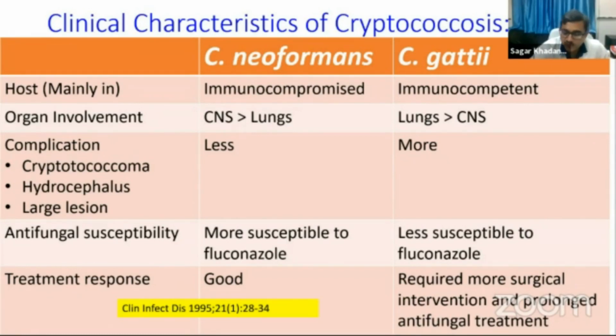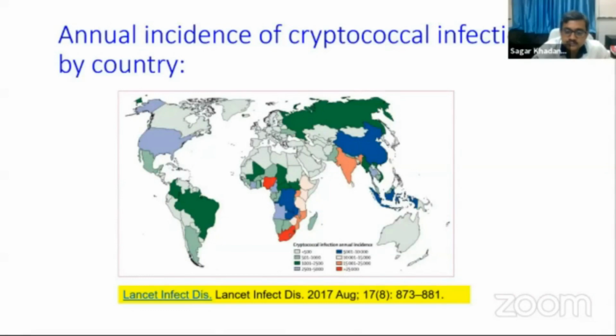The complications may include a cryptococcoma, hydrocephalus, or a large space-occupying lesion in the brain. Antifungal susceptibility: it is relatively easy to treat Cryptococcus neoformans, but very difficult to treat Cryptococcus gattii. They are not susceptible. If you look at the world incidence, again, India is one of the highly endemic cryptococcal infection countries, with around 15,000 to 25,000 annual incidences reported.